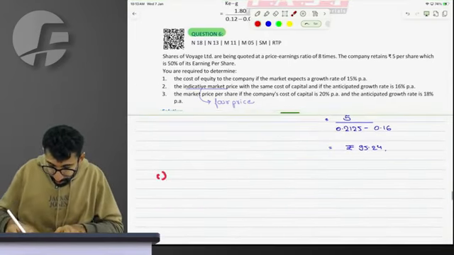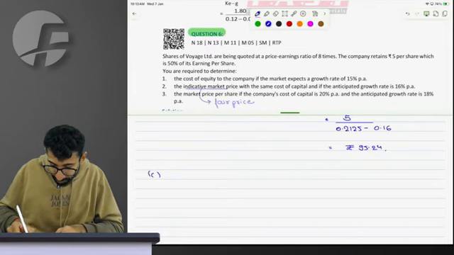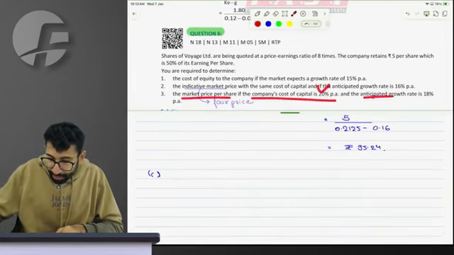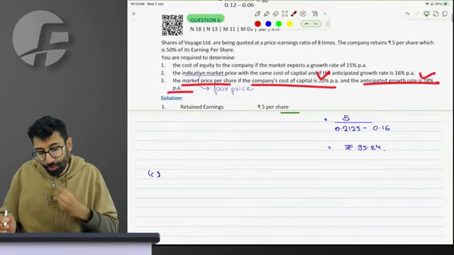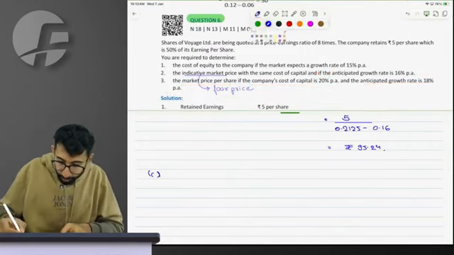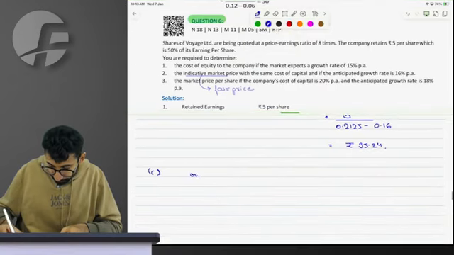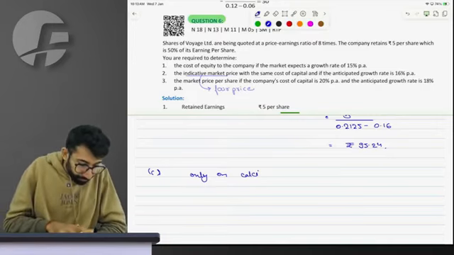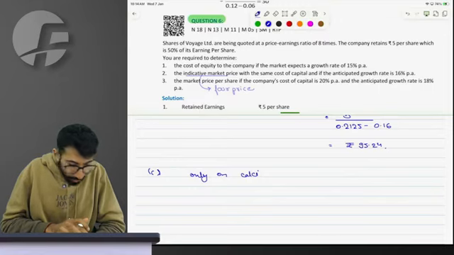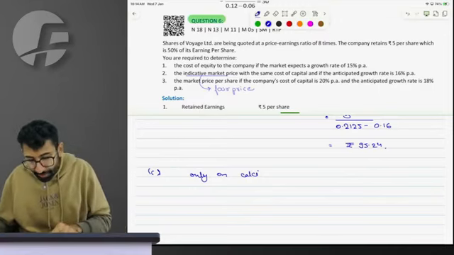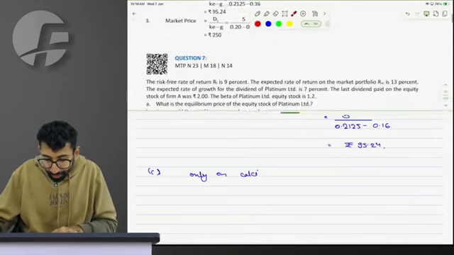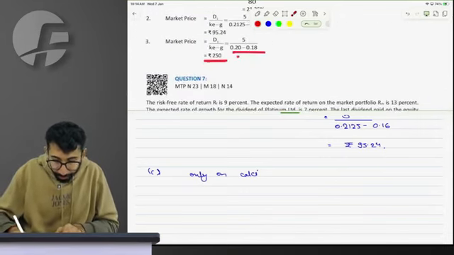C part of this question, what does it say? It says the market price of the company: the cost of capital is 20 and the growth rate is 18. There's no point of doing it again and again. C part, you may do it only on the calculator. So 5 divided by 0.02 is basically 250 rupees. K is 20, G is 18. So 5 divided by 0.02 gives me 250 as the share price.